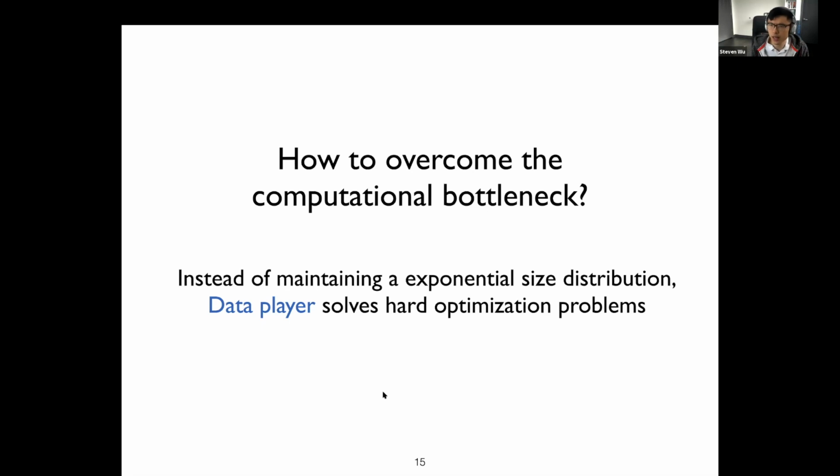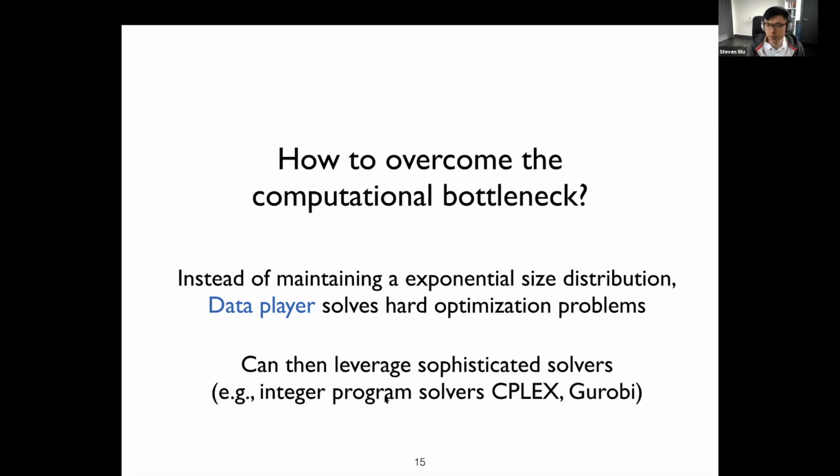So one idea we try to leverage is that instead of explicitly maintaining this distribution, we would like to have the data player solving some hard optimization problem. So the hope is that while this optimization problem will still be worst case very hard to solve, in practice there are many sophisticated solvers, in particular integer program solvers like CPLEX and Gurobi, that allow us to get at this computational bottleneck and actually give pretty good practical performance. So let me give you some example of how we take this approach.